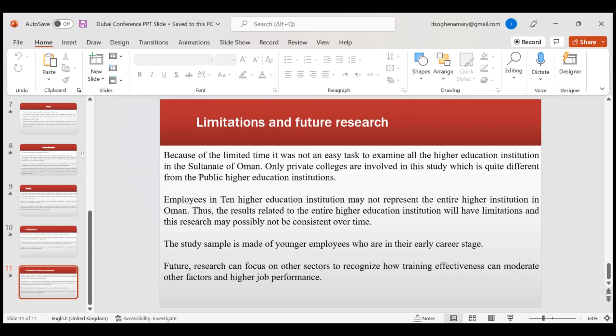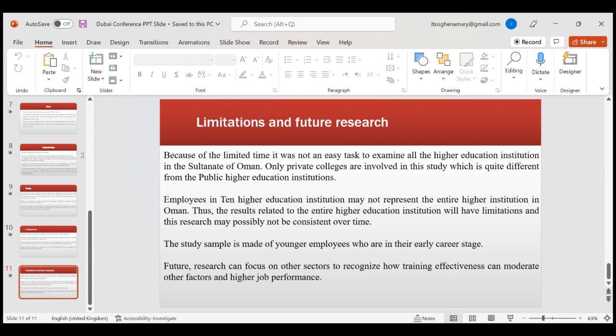Those employees who are in their early career stage, we look at them. There are other categories of employees in this higher education institution. We did not consider these people, so these also form part of our limitation. Then we advise future research to focus on other sectors also.